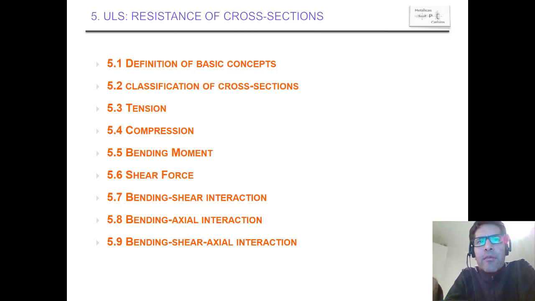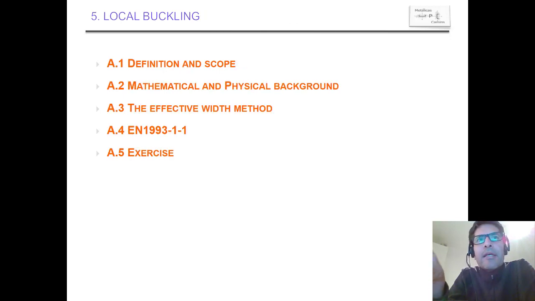In this case, local buckling, we will present a definition of the phenomenon together with a mathematical and physical background for then going deeper into the effective width method, which is the basis of Eurocode 3 when it comes to local buckling. Finally, we will present exercise number 9, which is already uploaded in the learning management system.